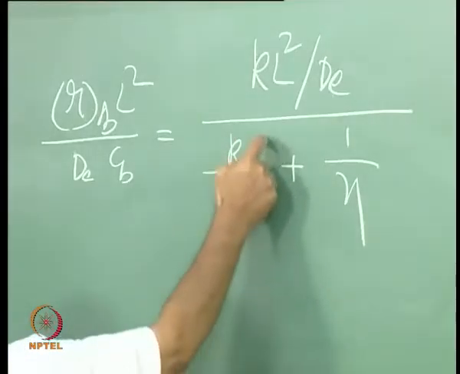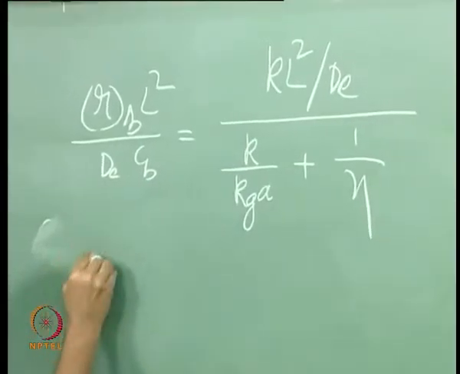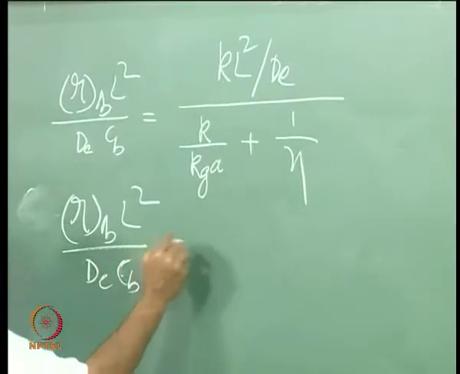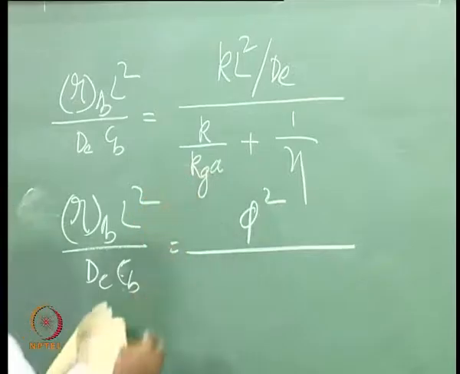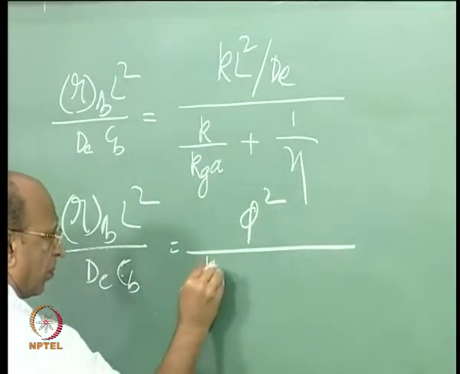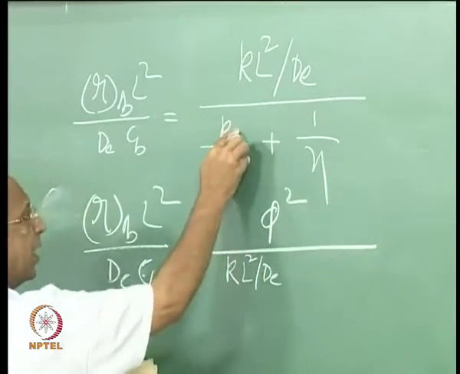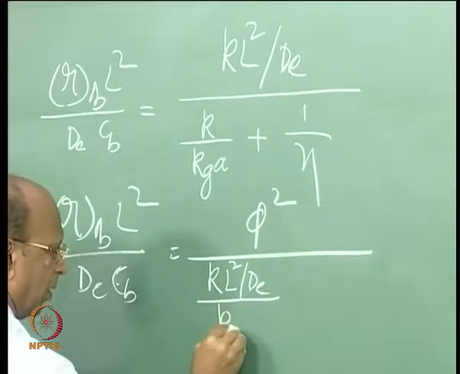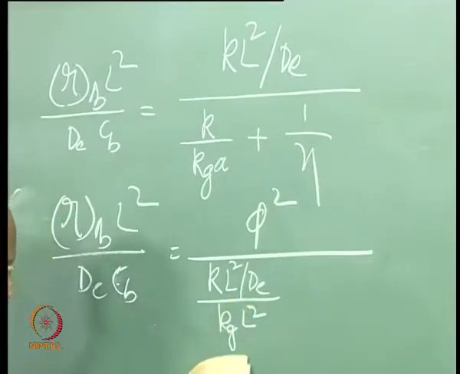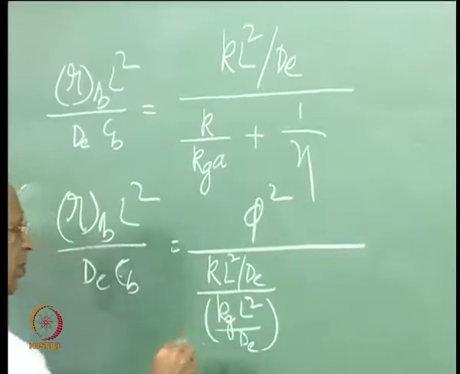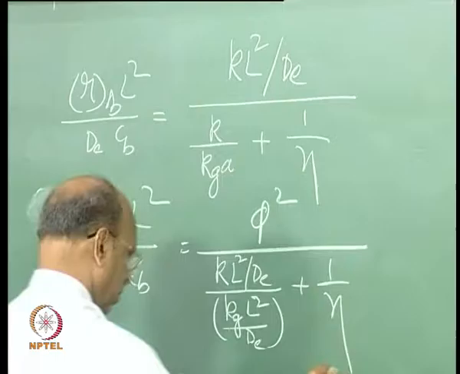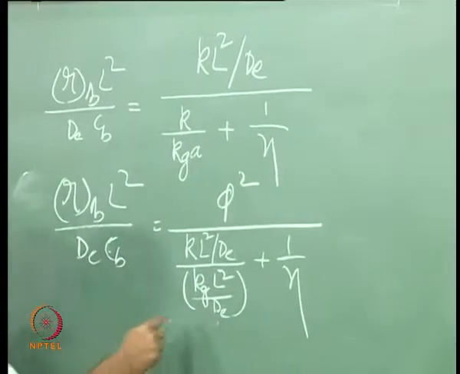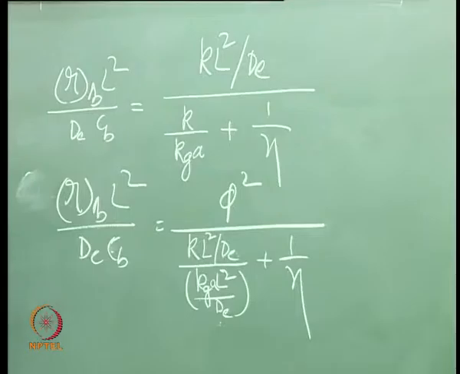Now, this particular part I have to also just manipulate. D e C b, this will be phi square divided by, I have here again k L square by D e, here alone I am doing that again, k L square by D e, and I can also arrange that k g a L square by D e plus 1 by eta. Just again I have divided by L square by D e, but remember, here remember k g a, what is k g a?